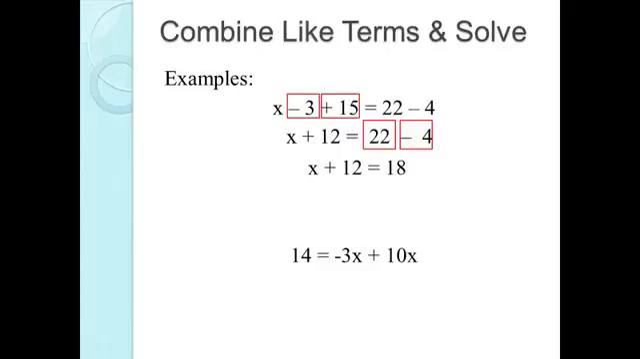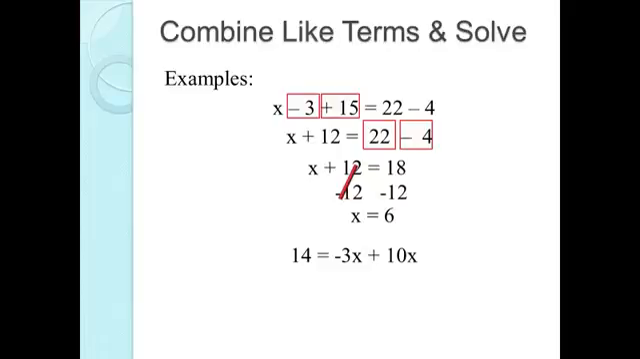Remember how we would isolate the variable. In order to get rid of the 12, we will add a negative 12 to both sides. Solving this equation, we get x equals 6. We can check that answer by plugging it back into the original equation. On the left-hand side of the equation, 6 minus 3 is 3, plus 15 is 18. On the right-hand side, 22 minus 4 is 18, so our answer of 6 is correct.